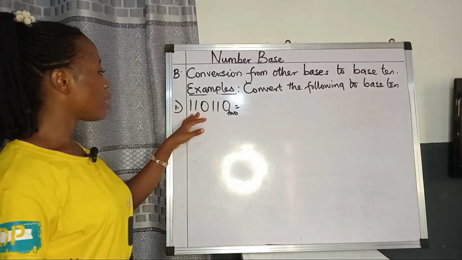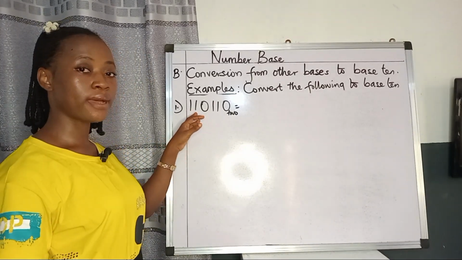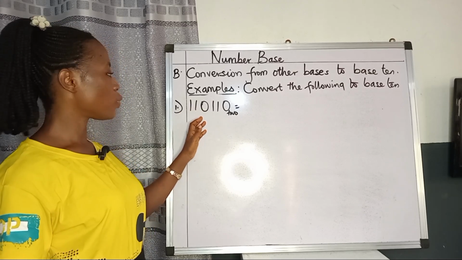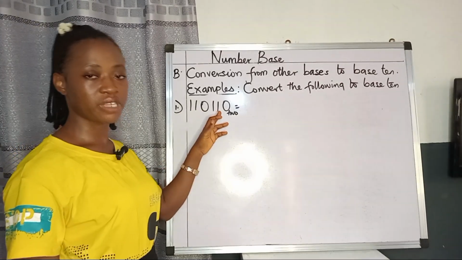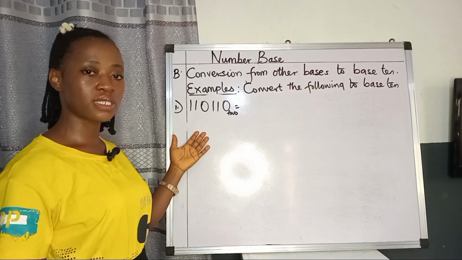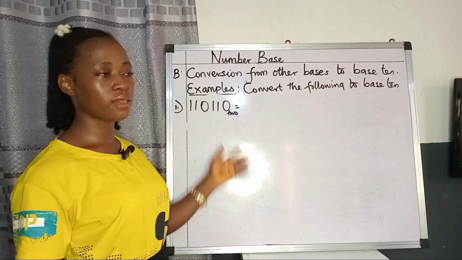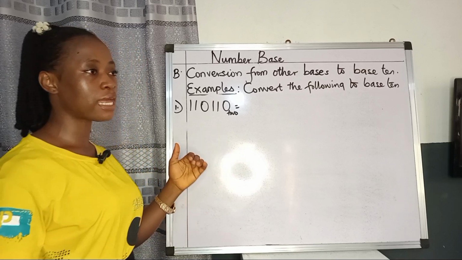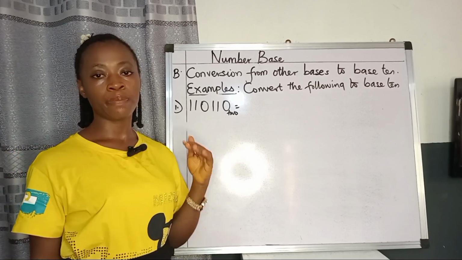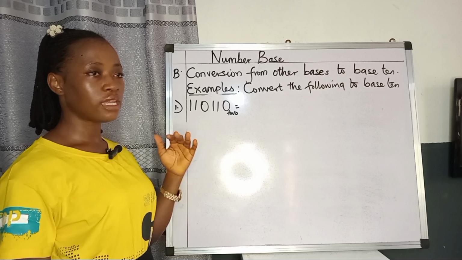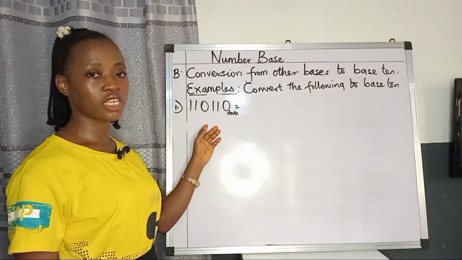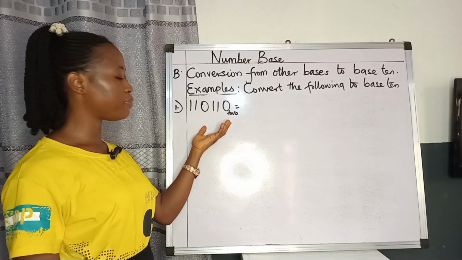We have this binary number. Remember, numbers in base 2 are called binary numbers. So we have 110110 in base 2, and we are asked to convert this number to base 10. Just like the first part of this lesson, whereby we learned how to express numbers in powers of their number base. Now, the first thing to do is to express each digit in power of its number base.